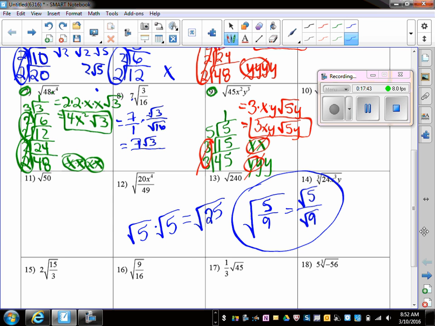1 times square root of 16 is just square root of 16, right? Okay. Can we break down the square root of 16? What is the square root of 16? 4. Square root of 16 is just 4. Just 4. Remember, you can use your calculator to help you check these things.